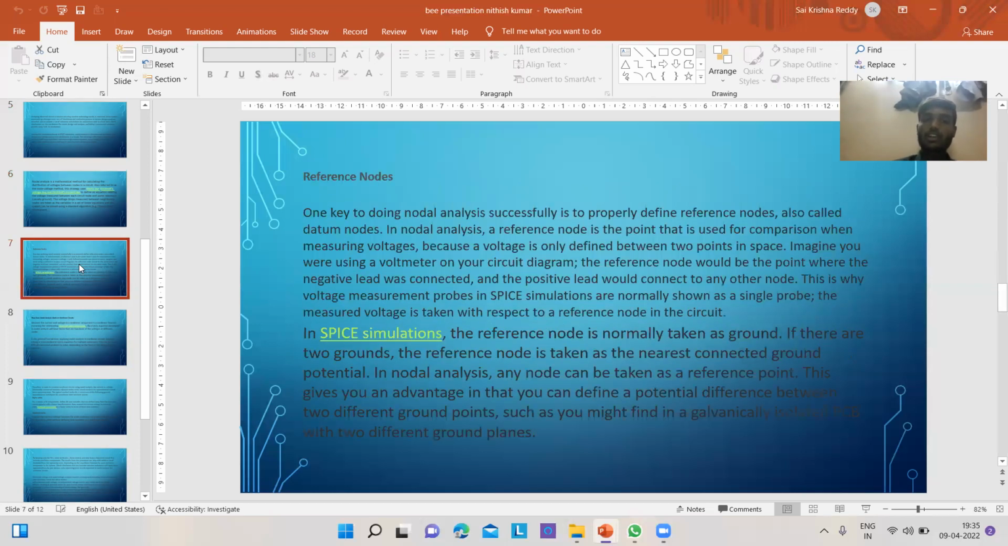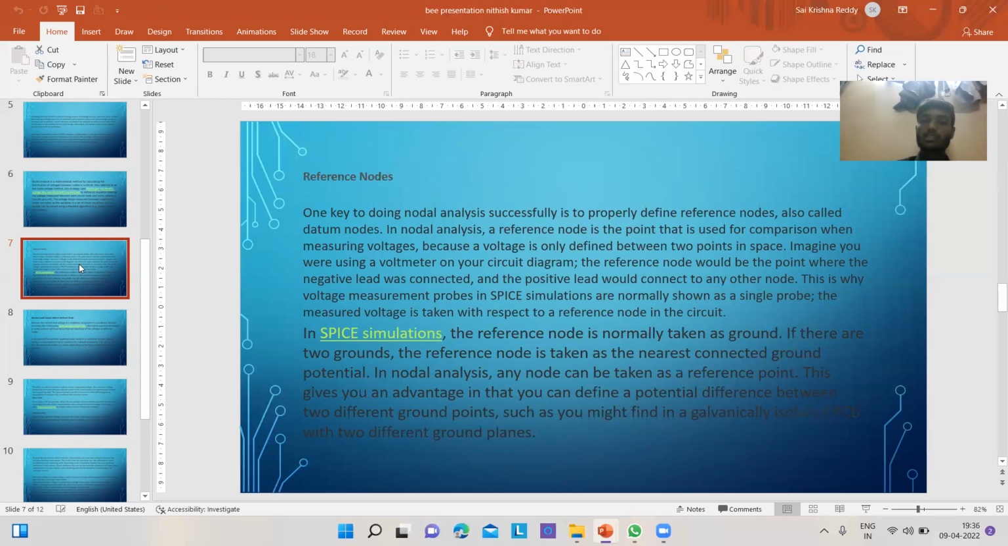One key to doing nodal analysis successfully is to properly define reference nodes, also called datum nodes. In nodal analysis, a reference node is the point that is used for comparison when measuring voltages because the voltage is only defined between two points in space.